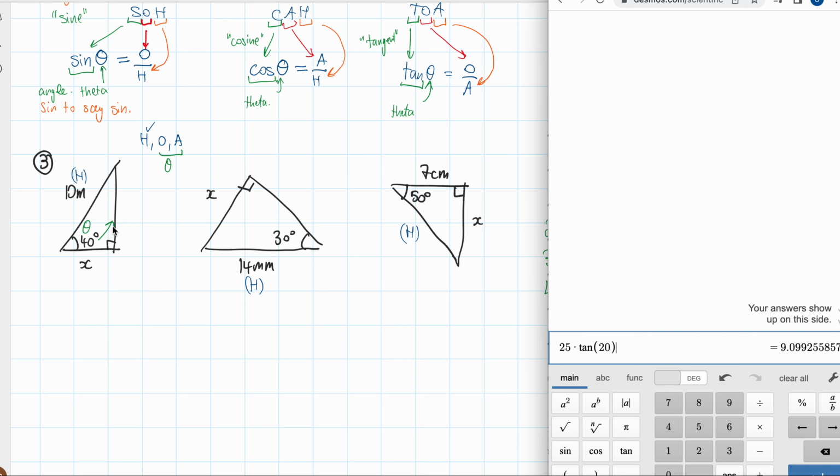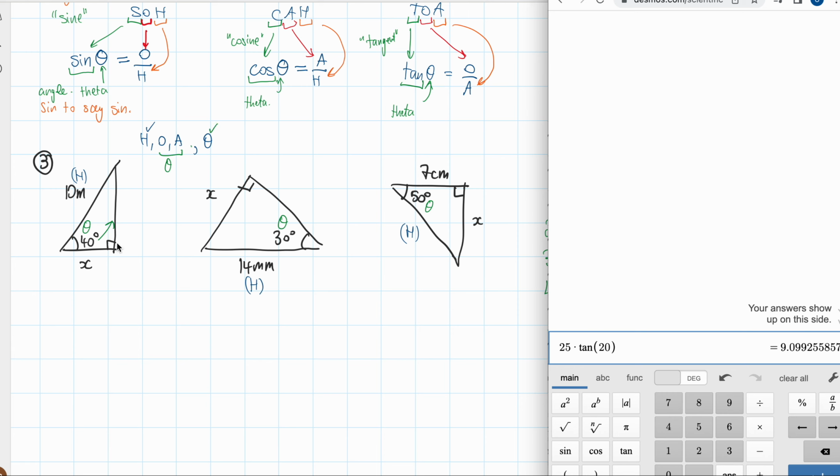I'm going to write that in. Let's label theta as well. So we've got a theta here, that's the angle. This one's theta, it's 30 degrees, and this one's theta here, the 50 degrees. Now that's just good to practice that symbol. So we've done the thetas, let's move on to O.